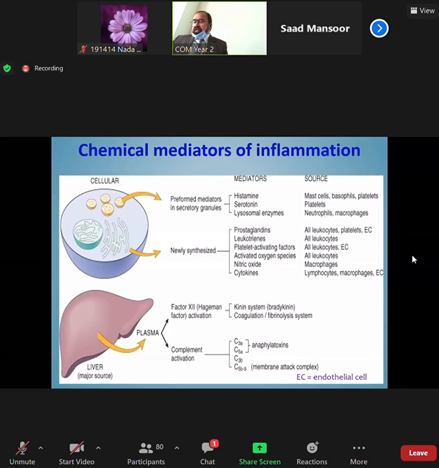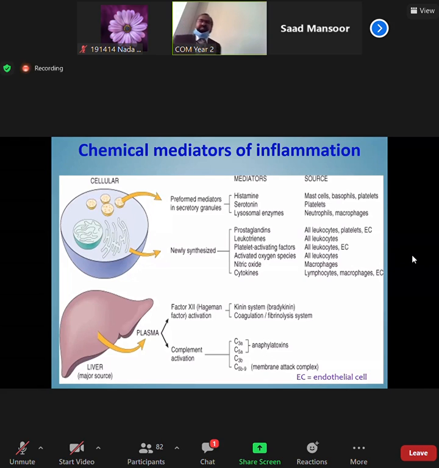As I said, there are chemical mediators which are secreted by the cell. In the cells, we have preformed mediators, as well as newly synthesized mediators. The preformed mediators are present as granules: histamine, serotonin, and lysosomal enzymes. Although we have discussed these things already, we will be discussing more. Histamine is released from the mast cells, basophils, and the platelets. Serotonin is usually secreted from the platelets.